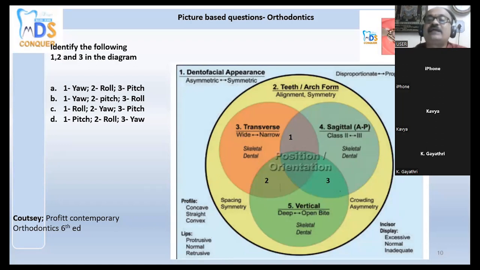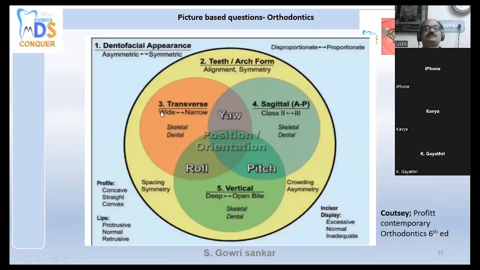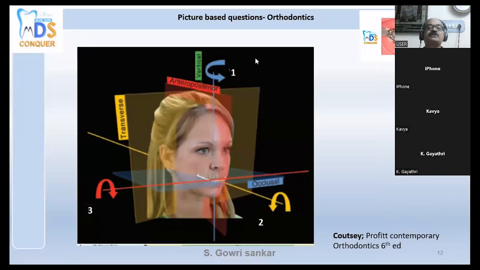And yaw is dynamic, whereas roll and pitch you can see in a static relationship. This is one of the very important questions. Almost from 2016 to 2021, every paper has had one question on this concept. And many of you answered roll and pitch. So I'll put it another way, how this question may be asked. They can point at any point of time, and they might give you not only a picture-based question, they may ask what is seen in the vertical relation when there is disturbance along the transverse and sagittal planes. So this question also you may get.